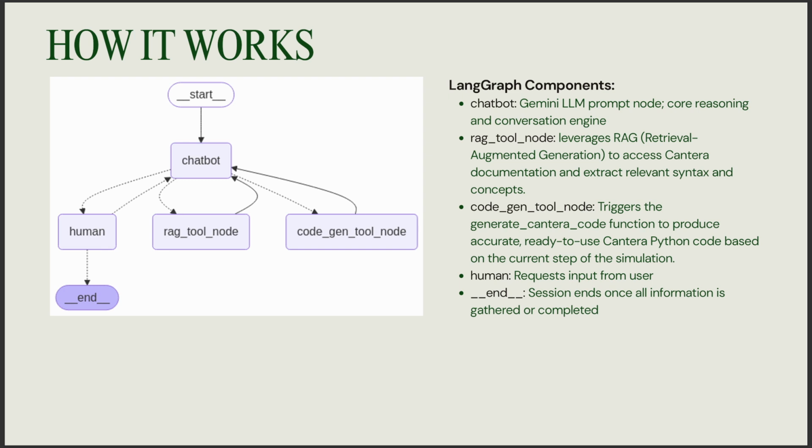So let me walk you through how ChemSimGuide works under the hood using this LangGraph state diagram. Everything starts at the start node, which routes into the central chatbot node. This is powered by Gemini and handles high-level intent understanding, planning, and response generation. From there, depending on the user's request or the agent's reasoning needs, ChemSimGuide decides to choose dynamic routes. It can go to the human node, which is the user, and talk to the user and get more information about the simulation and its parameters.